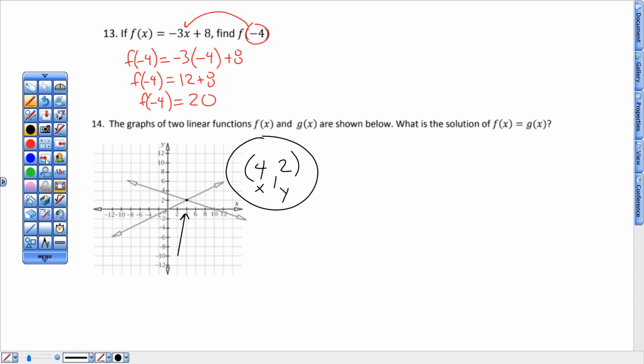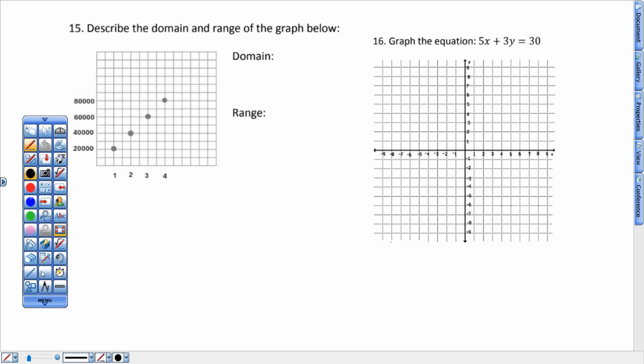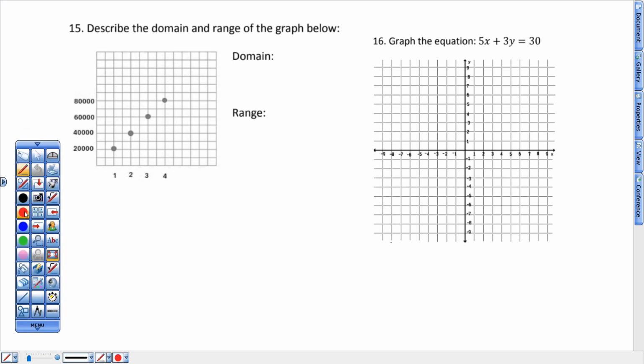All right, moving on. This guy right here, the domain is all the x coordinates. These are coordinates. This is the coordinate (1, 20,000). All the x numbers are the domain, so 1, 2, 3, 4. Those are my domain. The range are all these numbers: 20,000, 40,000, 60,000, 80,000. That is my range, the y numbers.